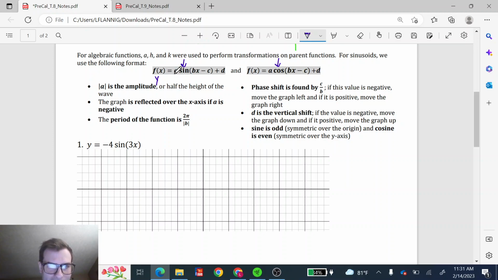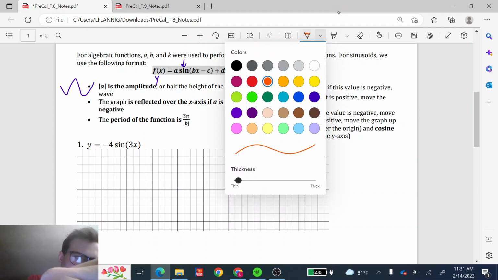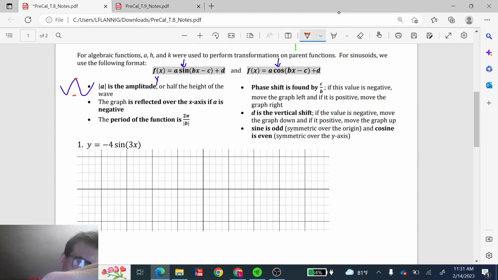Well, a is the amplitude, or half the height of the wave. So let's say a wave looked like this. The height of the wave is the idea of how high it is from here to here, right? That's the whole height. So let's say that's 6, because half of 6 is a little easier to understand. So half of 6 is 3. So a would be 3. That's the idea of the a value.